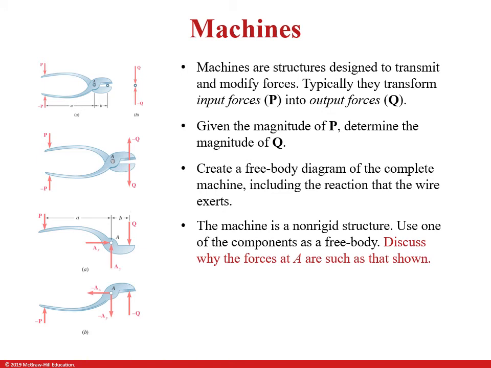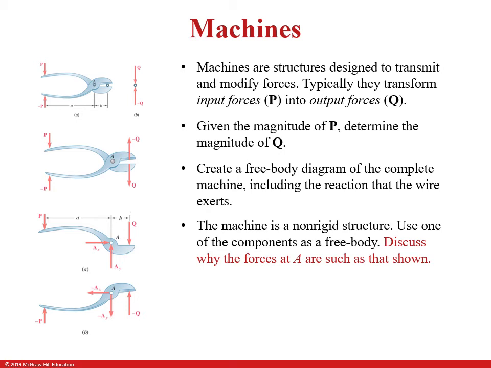And now we can take this machine and we can look at each component as a free body, right? Because the overall machine is a non-rigid structure. It's kind of like that last weird looking frame, that two-piece frame we just disassembled. So you can disassemble this, and again you have, let's see, 1, 2, 3, 4 forces. Remember, the forces at A, think about why the forces at A are such as shown. So pause the video, think about that.